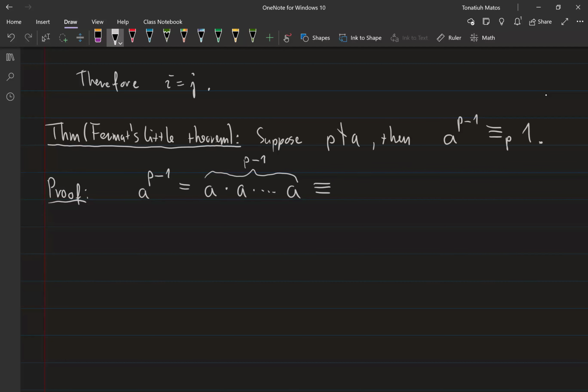Now this is congruent mod p to the product of all these a's, but I will do something very clever. Instead of considering just the numbers a, I will consider the multiples of a: 1 times a, 2 times a, 3 times a, and so on, all the way to p minus 1 times a. Now I am multiplying all of this times p minus 1 factorial, so I have to compensate for that.